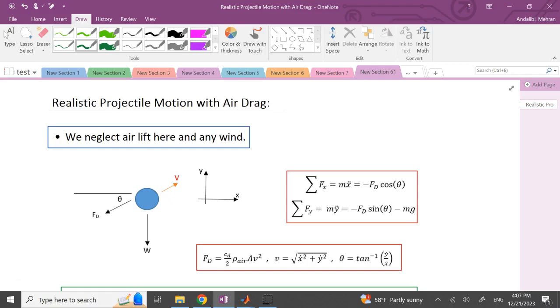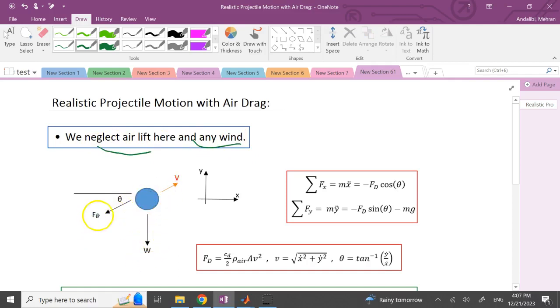One of the projects I give in my dynamics class is to simulate the motion of a projectile subjected to air drag. No air lift, we neglect that, and any wind or anything. So the only forces are drag and the gravity.